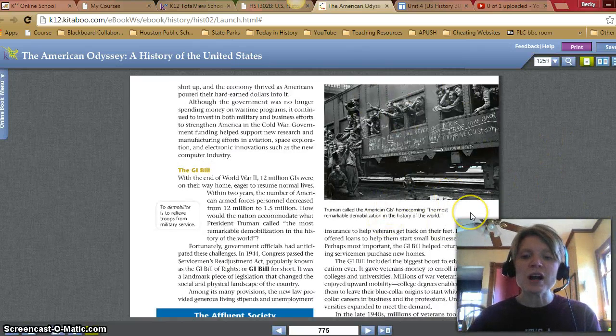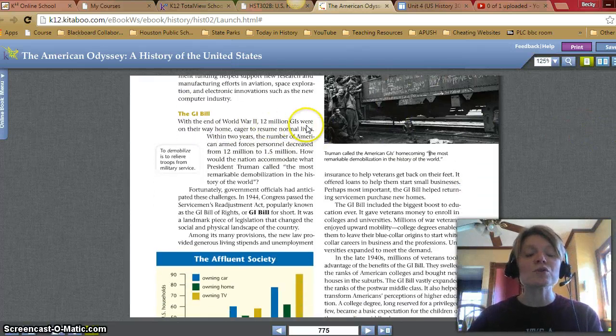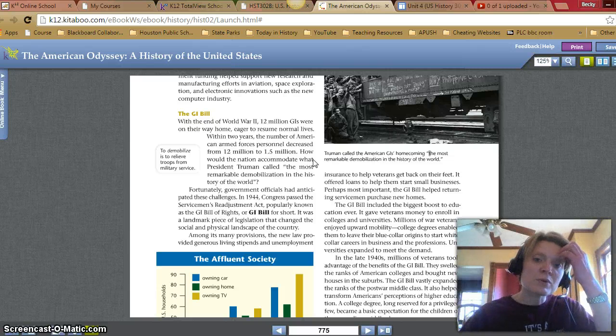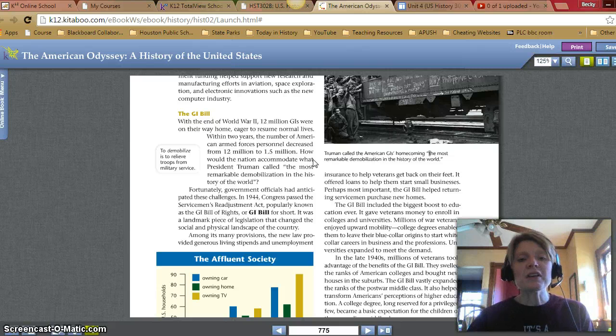Truman called the American GI's homecoming the most remarkable demobilization of the history of the world. Pictures of them coming home there on the train. The GI Bill. With the end of World War II, 12 million GIs were on their way home, eager to resume normal lives. Within 2 years, the number of American Armed Forces personnel decreased from 12 million to 1.5 million. How would the nation accommodate what President Truman called the most remarkable demobilization in the history of the world?